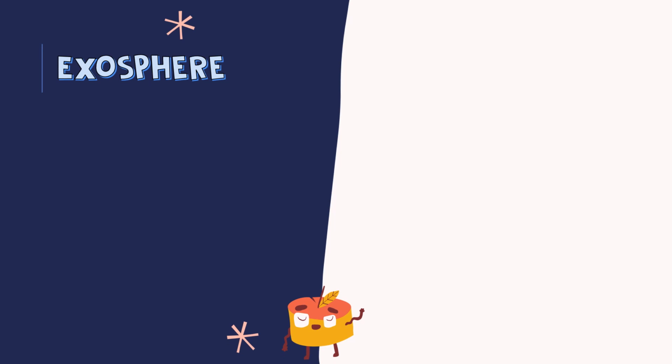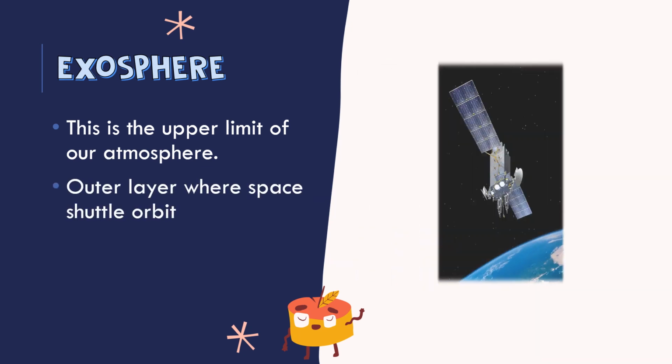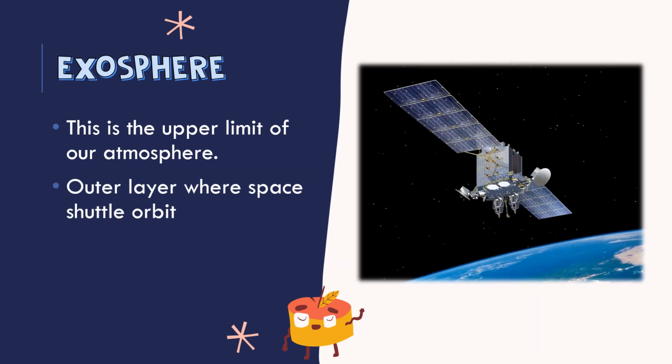Outside the 4 layers of the atmosphere is where the exosphere can be found. This is the upper limit of our atmosphere. This is the outer layer of the Earth's atmosphere where space shuttles and stations orbit.